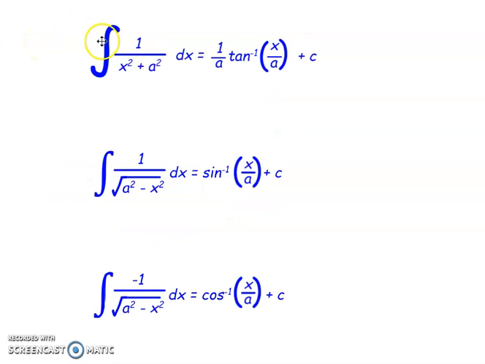I know that the integral of 1 over x squared plus a squared dx is going to equal 1 over a tan minus 1 of x over a plus c. The integral of 1 over the square root of a squared minus x squared dx is going to equal sine minus 1 of x over a plus c. And as I mentioned, if there's a negative of that, so it's the integral of negative 1 over the square root of a squared minus x squared dx, that's going to equal cos minus 1 of x over a plus c. So switching a sign there at the end just changes it from a sine to a cos, but the format stays the same.